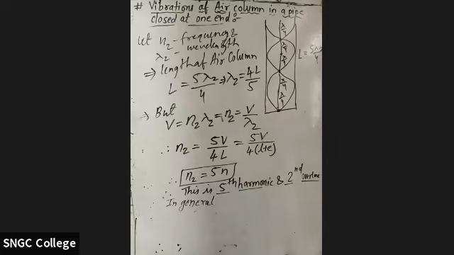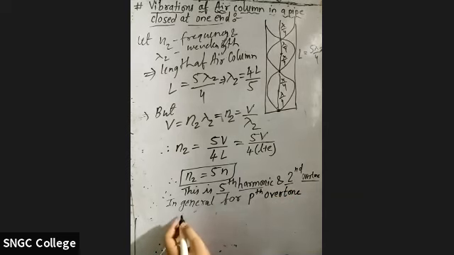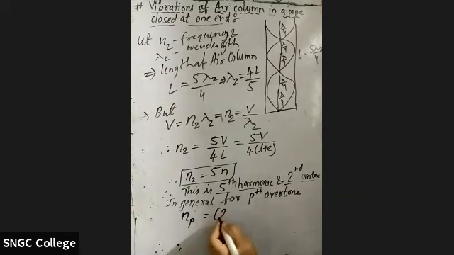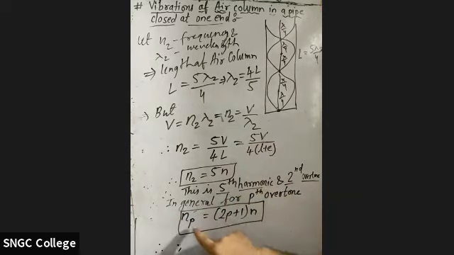So in general we can write for the P-th overtone, the formula would be like n_p equal to (2P plus 1) into n. So this would be the general formula for finding the overtones. ठीक है, तो इसमें कोई भी वैल्यू P की सब्स्टिट्यूट करेंगे, जैसे 6th, 7th, 8th, 10th, जो भी फाइंड आउट करना है, we can find out the value.